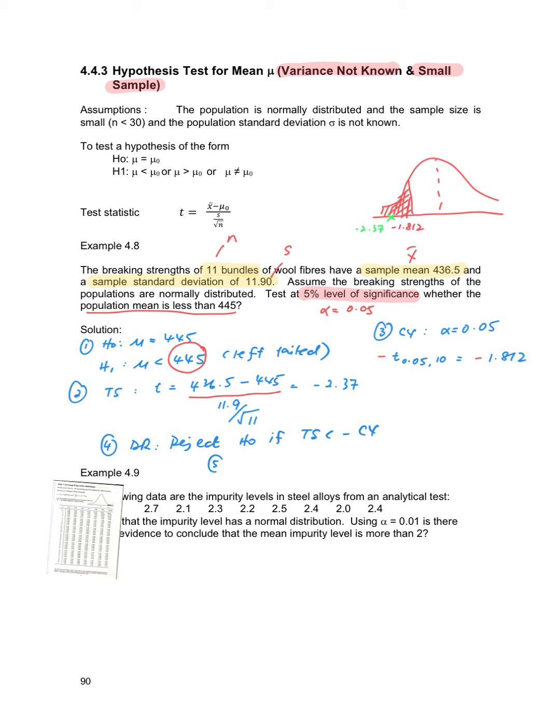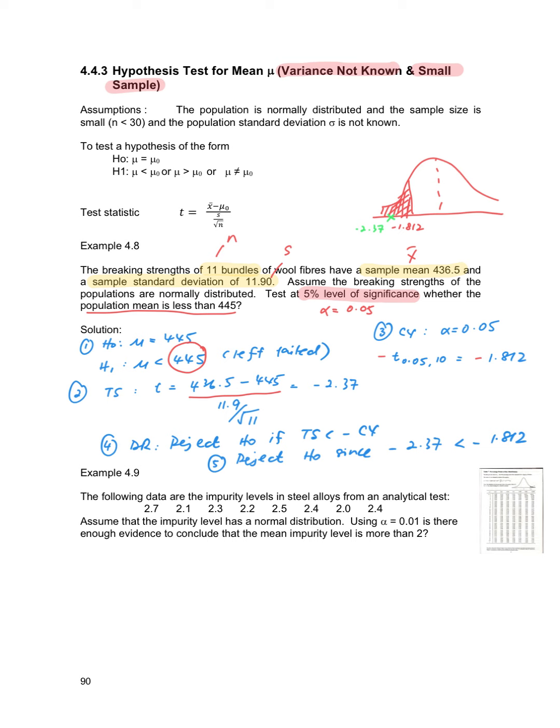Okay. So number 5, we reject H0 since negative 2.37 is less than negative 1.812. So what can we conclude here? We can conclude that there is significant evidence to conclude that the population mean is less than 445. Okay, we reject H0, we do not accept H0, but what we accept is H1. So meaning that there is significant evidence to conclude that the population mean is less than 445.